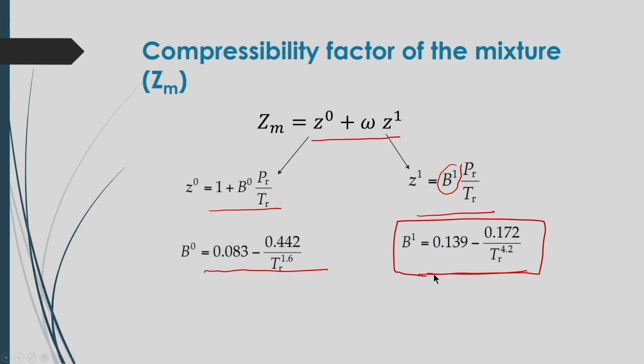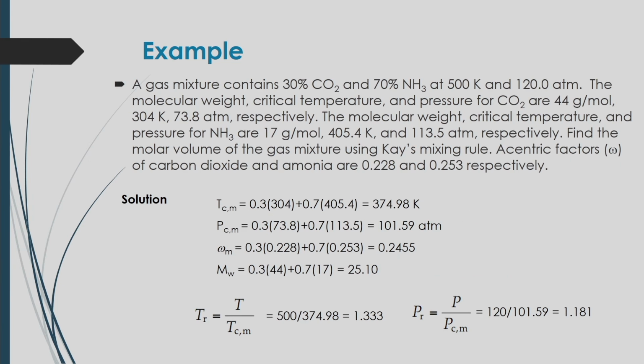So, once you know this Z0 by this equation and Z1 from this equation, and if you know the eccentric factor, then you can easily calculate what should be the mixture compressibility factor. Let us do an example here.